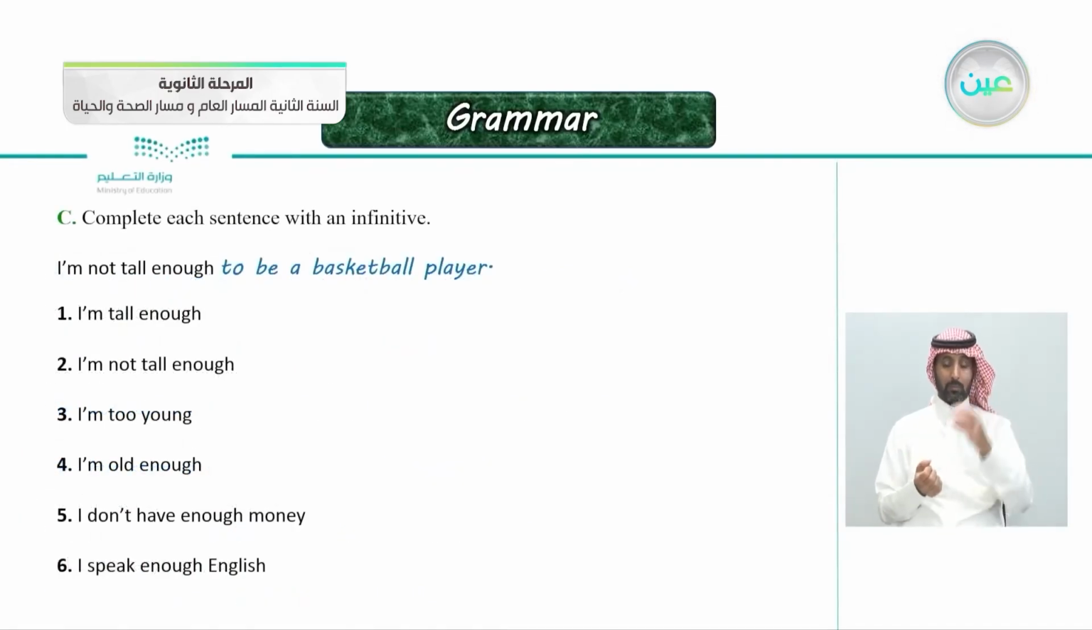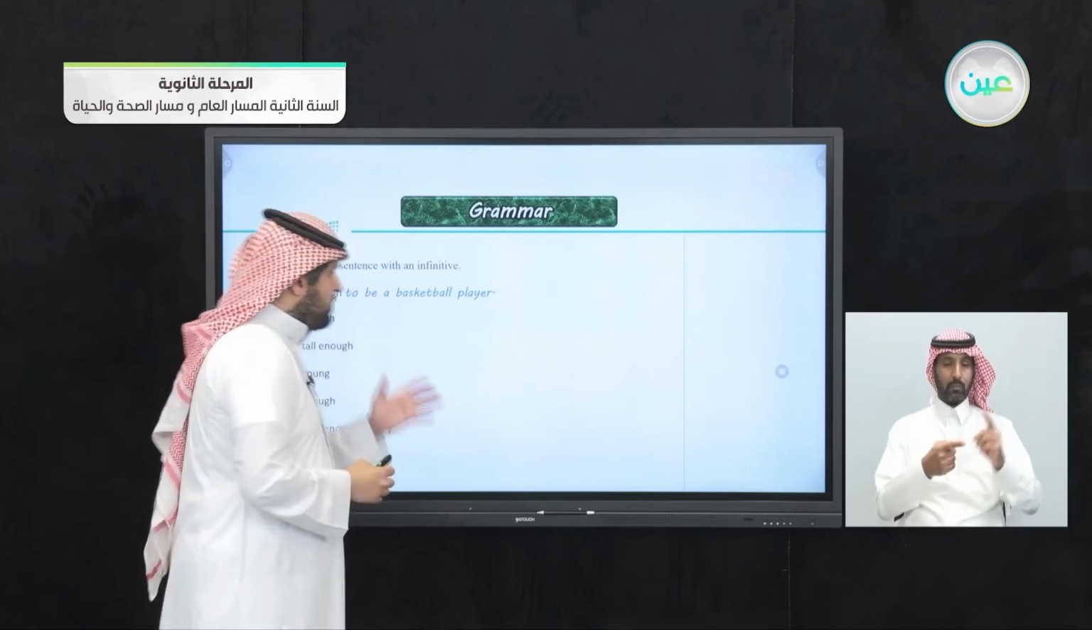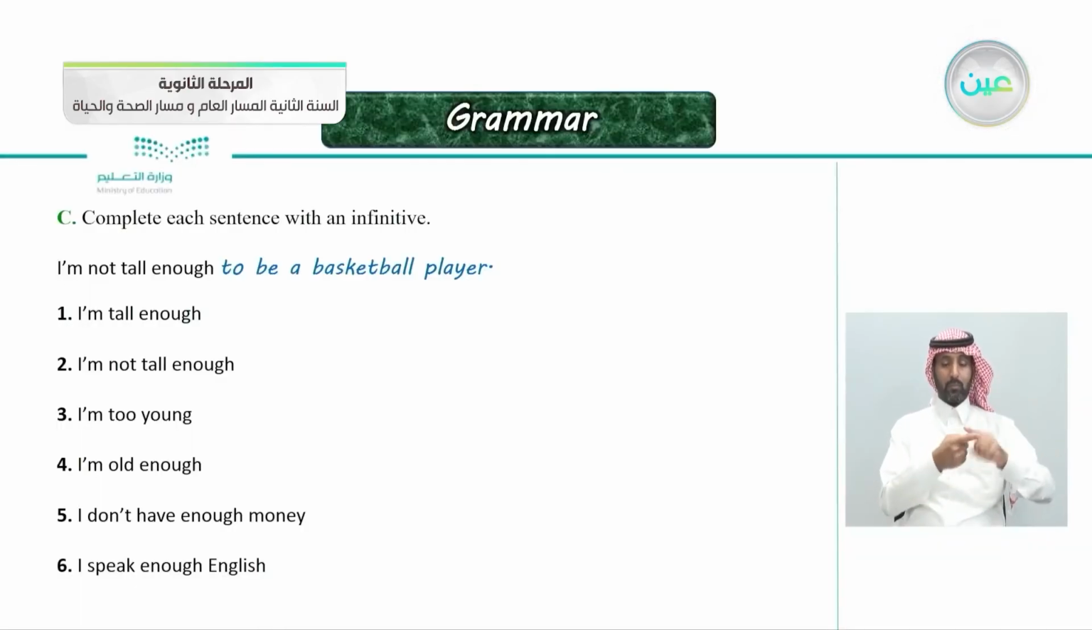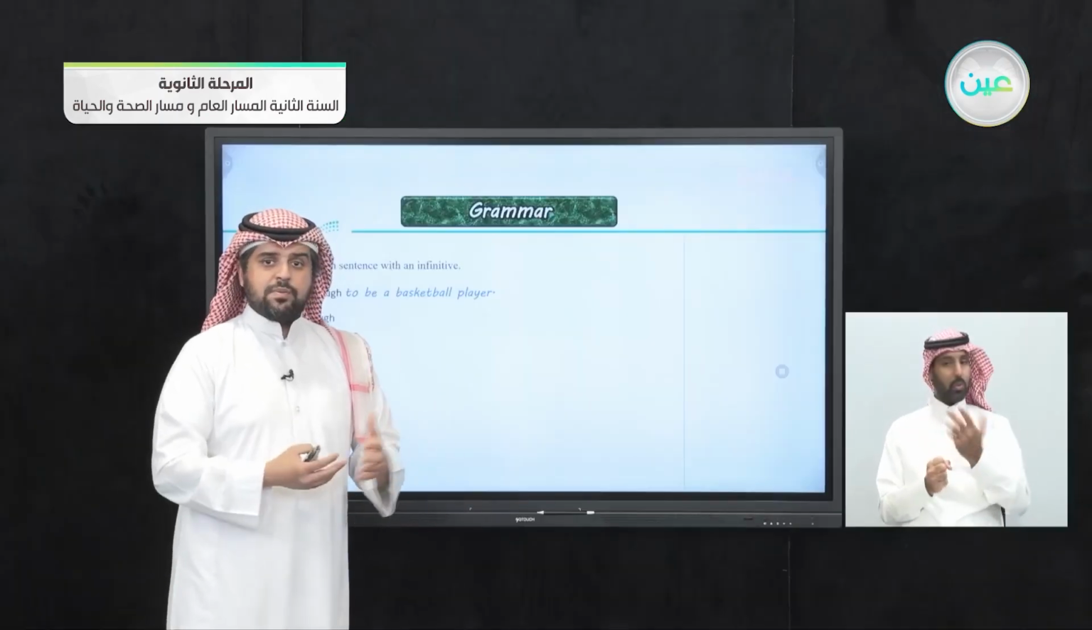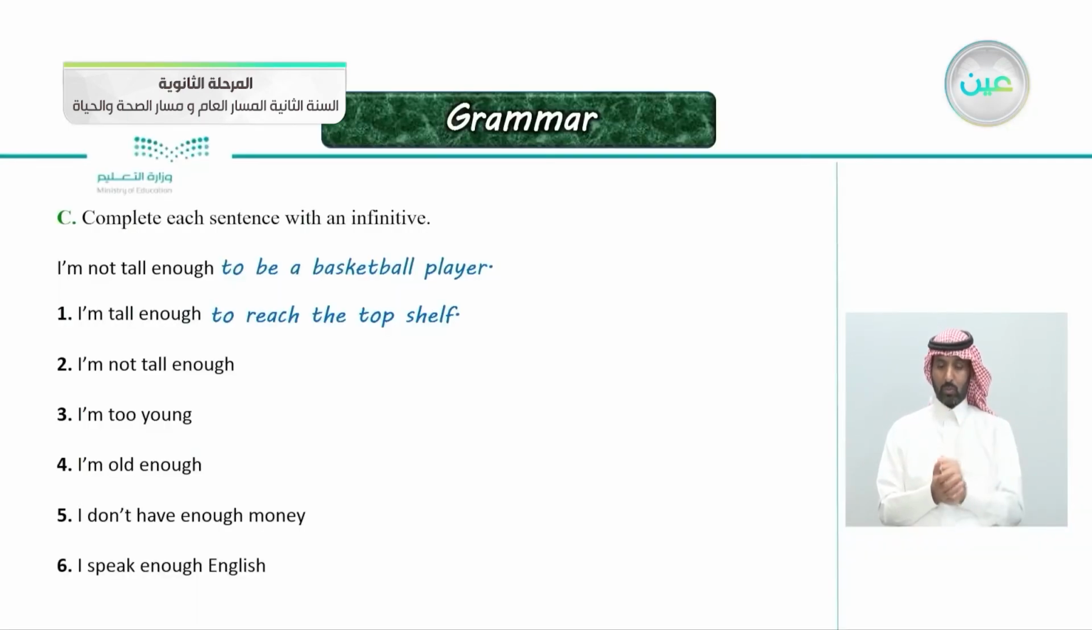Complete each sentence with an infinitive. If you remember the infinitive, as we said, to plus the base form. Here, the first one is already done. I'm not tall enough to be a basketball player. I'm tall enough to do what? To do something. You can complete any of these sentences as you like. For example, number 1, I've written, I'm not tall enough to reach the top shelf.